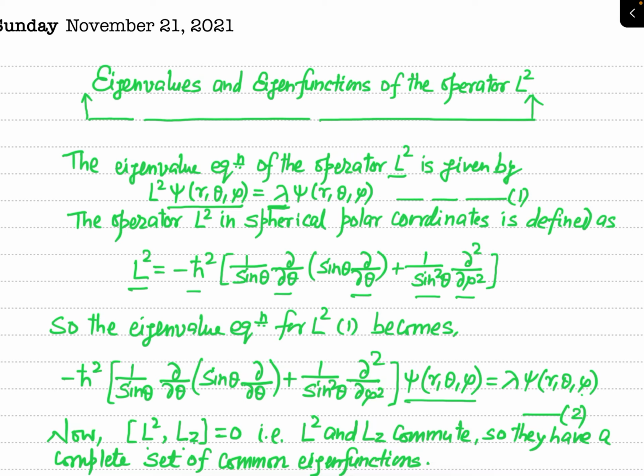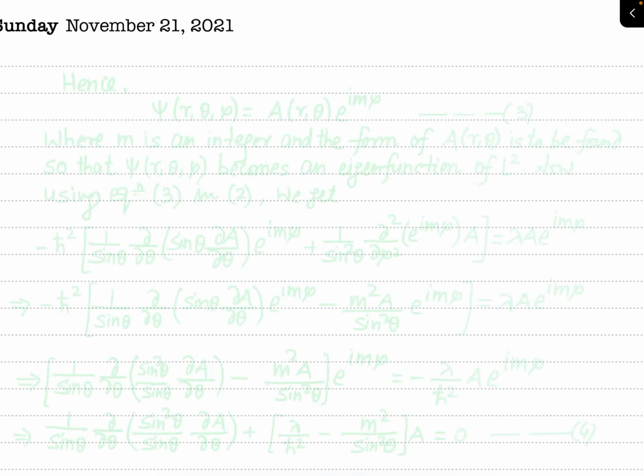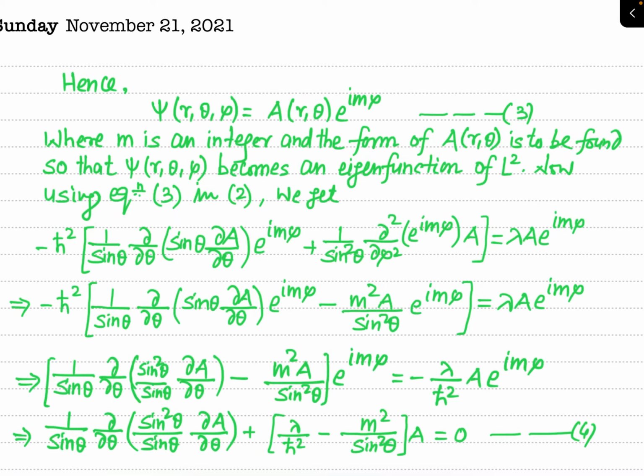You can remember. Before going through this video, you must watch the video on the calculation of eigenvalues and eigenfunctions of the operator Lz. If you can remember, you have seen in the previous lecture that the eigenfunction of the operator Lz is defined like this: psi of r theta phi equals A of r theta times e raised to the power i m phi.